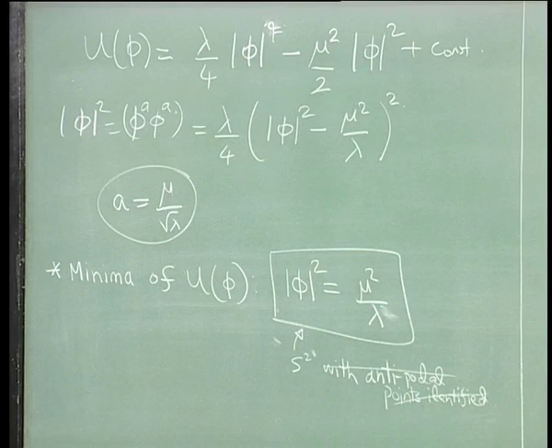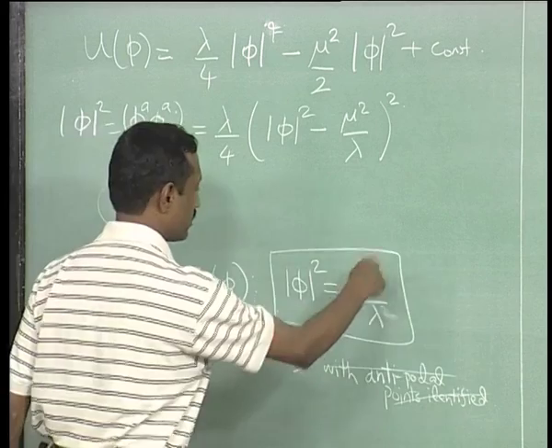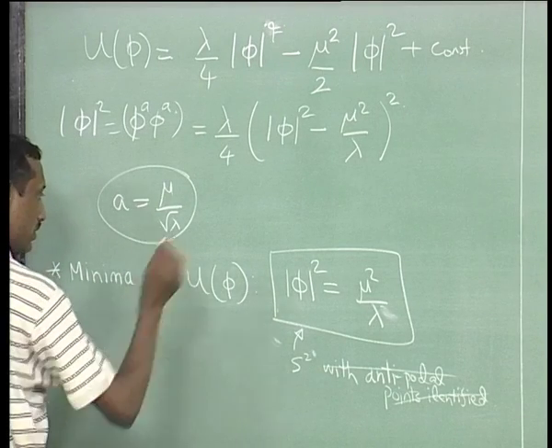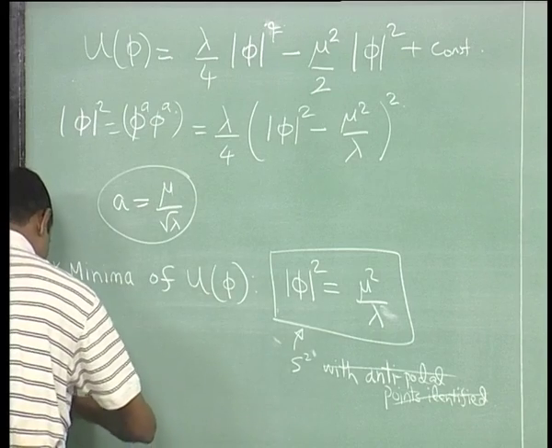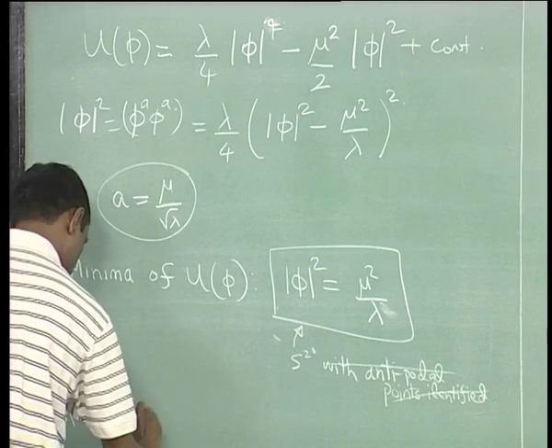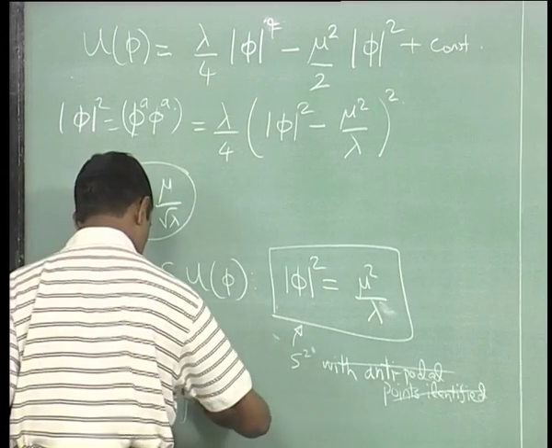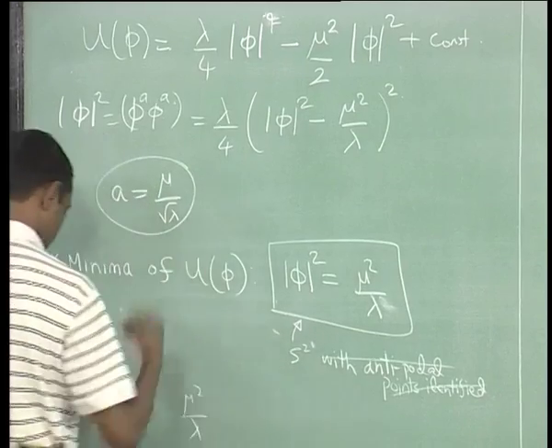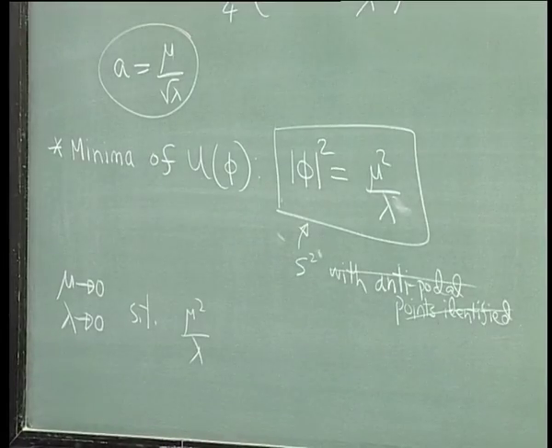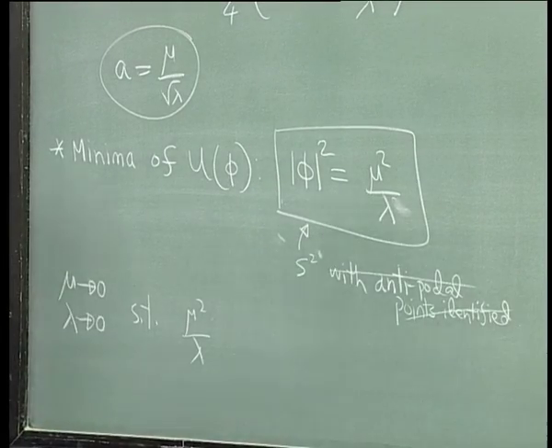Okay, so this is the set of vacua, and clearly as long as mu is non-zero, and this quantity is finite, we are okay. So later we will see a particular limit, which is to take mu goes to zero, lambda goes to zero, such that the quantity mu square upon lambda, and for convenience of definitions I think I should put an e somewhere, goes to a constant.